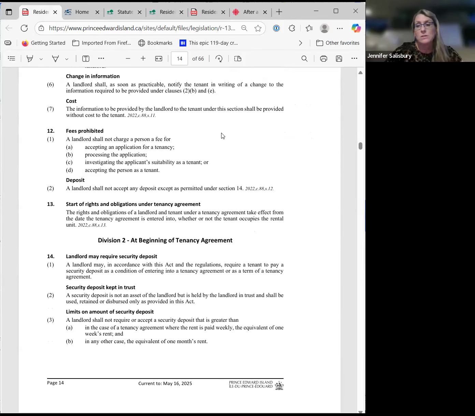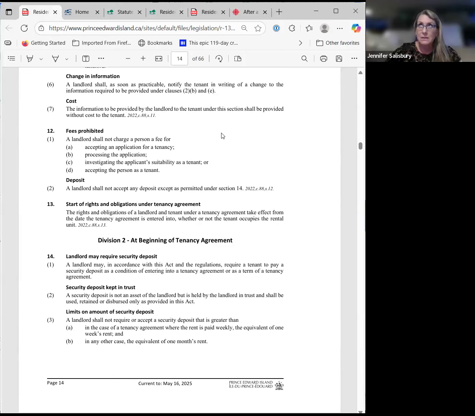Fees prohibited. Here we go. So some of this stuff is on the bingo list, or the bingo card, which is fine. That's the whole idea. Fees prohibited. A landlord shall not charge a person a fee for accepting an application for a tenancy, processing the application, investigating the applicant's suitability as a tenant, or accepting the person as a tenant. Okay, so basically they don't want the tenant paying any money at all, which, I'll be honest, is pretty standard across Canada.